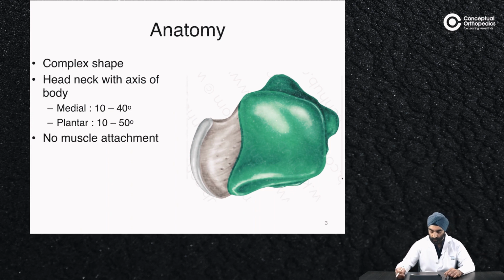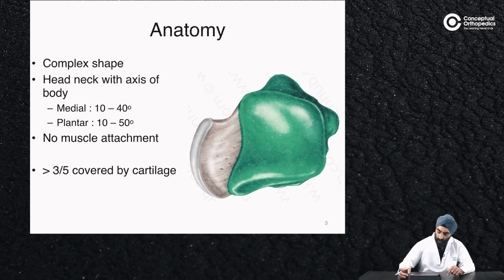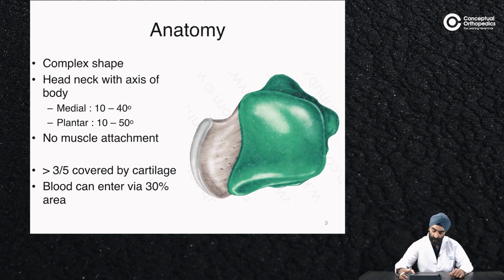Another peculiarity about the talus is that there is no muscle attachment on it. All the blood supply to the talus enters via the area which is devoid of cartilage. Three-fifths of the area of the talus is covered with cartilage, and through the cartilage there cannot be any ingress of blood supply. So the blood supply is unique, and blood can only enter via 30% of the area which is devoid of cartilage.